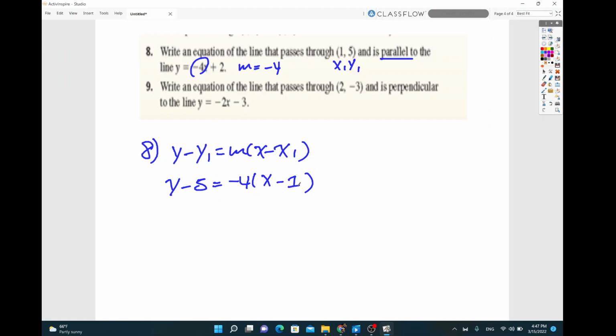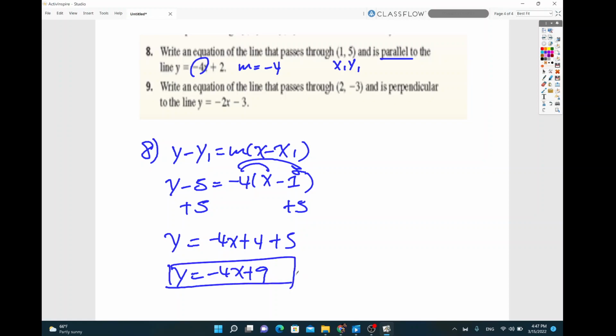So that's the equation of a line. Sometimes your teacher allows you to leave it this way, or sometimes you have to simplify it all the way down. Here, I would like to simplify it all the way down. So add 5 on both sides, and at the same time distribute. We get y equals -4x plus 4 plus 5. That means y equals -4x plus 9.